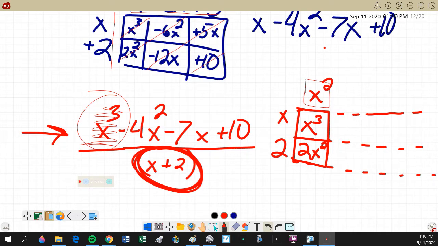Well, I need another column, so I add a column. Should I put negative 4x squared right there? No, because it's on the diagonal. So this square and this square need to create that. I already have 2x squared, and I need to get to negative 4x squared, so I need to subtract 6x squared.